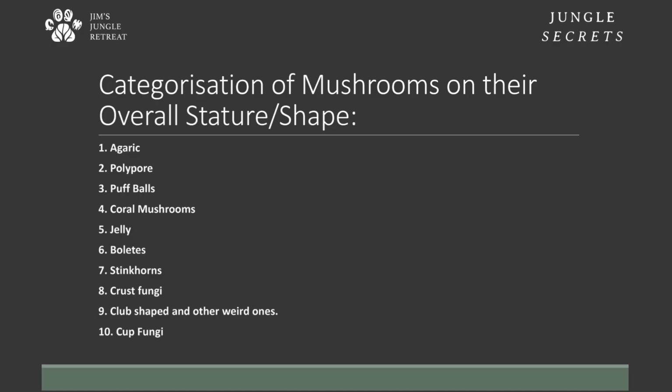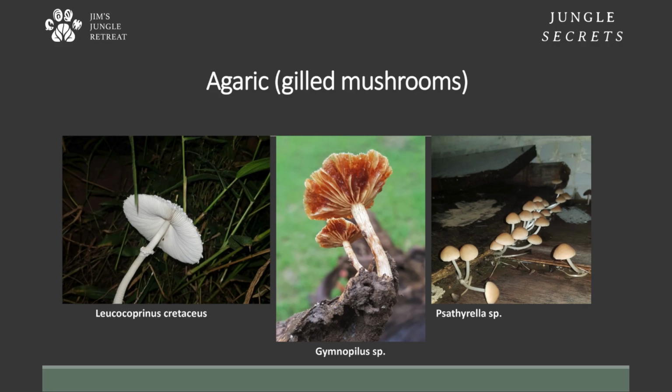So this is a list of things. We have pictures, but there are agaric, polypores, puffballs, coral mushrooms, and jelly type mushrooms. If you like Asian cuisines, you would have seen jelly mushrooms. There are boletes, which are found mostly in temperate climates. There are stinkhorns. There is crust fungi growing on the edge of wood or something like that. There are club shaped and other weird ones, like the dead man's fingers. And there are cup fungi. So let's get into pictures so we can relate better. Agaric, or the gilled mushrooms.